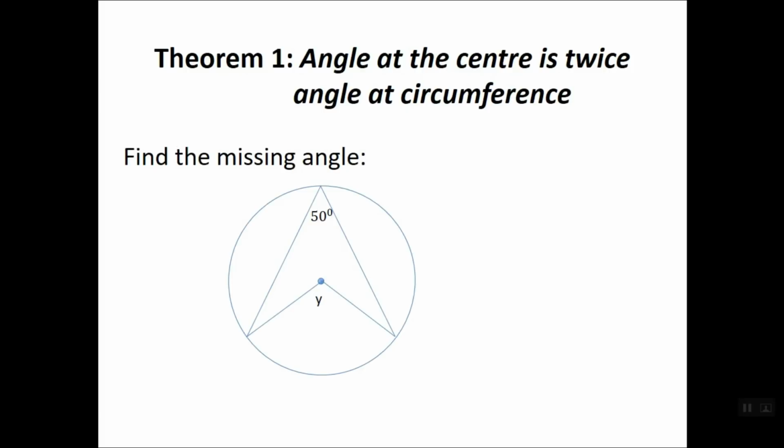Find the missing angle. So in this case, the angle at the circumference is 50 degrees, which therefore means in order to find the angle at the center, which is y, I would have to do 2 times 50 degrees, and my answer would have been 100 degrees. So y is equal to 100 degrees.